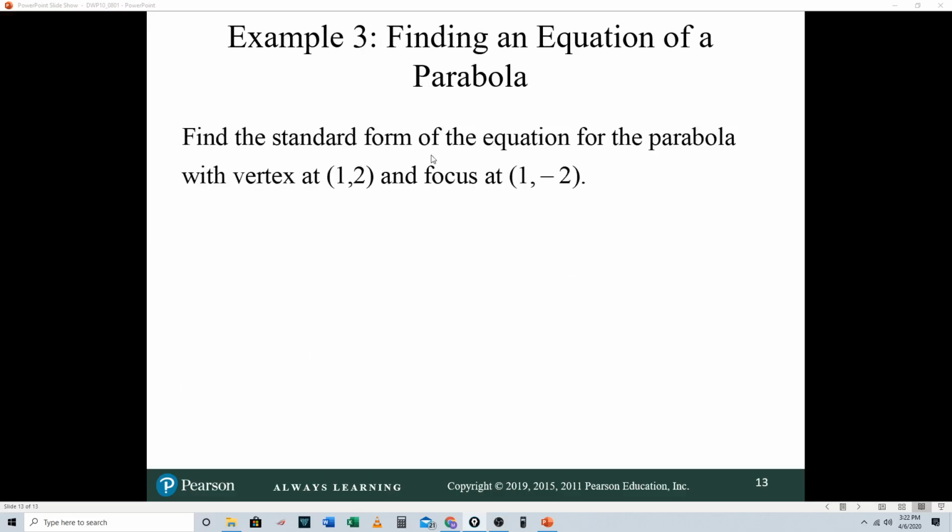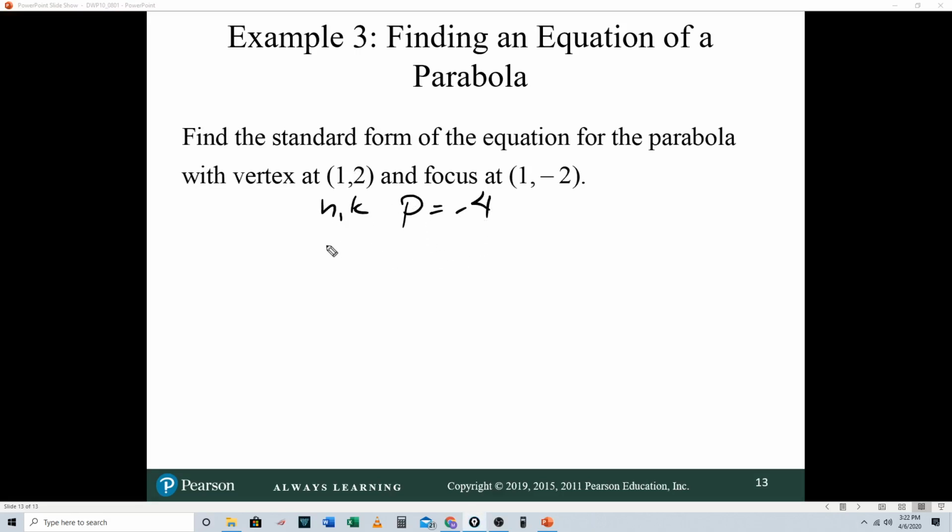So, find the standard form and equation of a parabola with vertex (1, 2) and focus (1, negative 2). Now, if they ever give us the vertex, it's super easy to find the change in p. What happened to p? It went from 2 to negative 2. So p is negative 4. That's the change from 2 to negative 2. It went down 4. The vertex is (1, 2), so that's h and k.